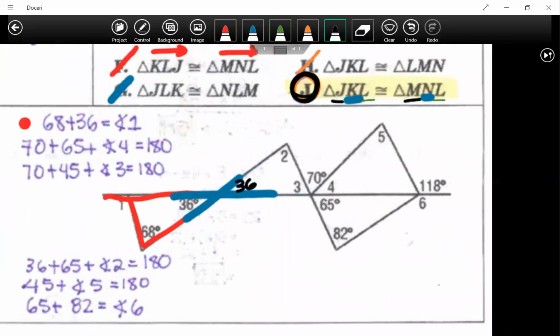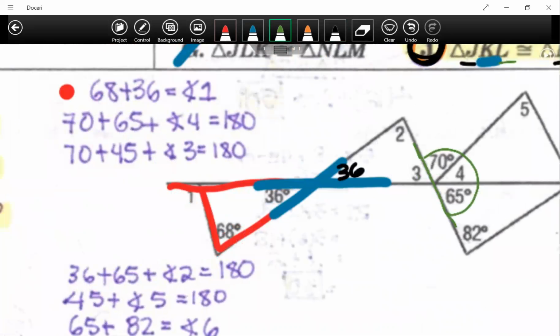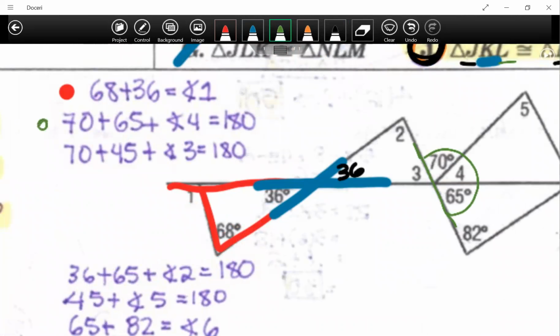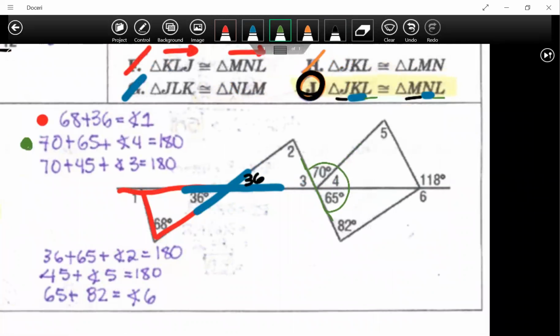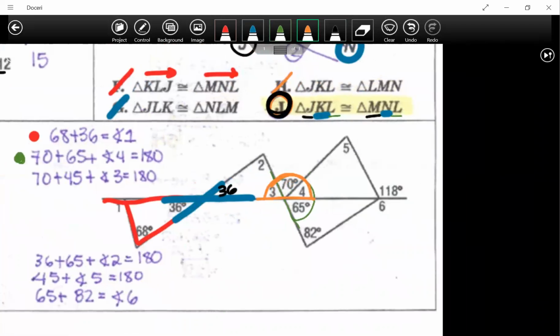The next pair I did is I knew that this angle right here was supplementary. So 70 plus angle 4 plus 65 is equal to 180. I also knew that the other pair right here was also supplementary. Angle 4 happens to be 45, so I'm going to put that in. 70 plus 45 is equal to angle 3.